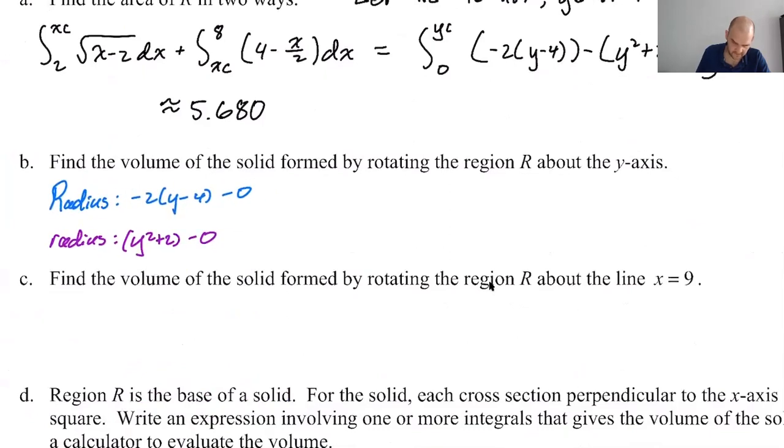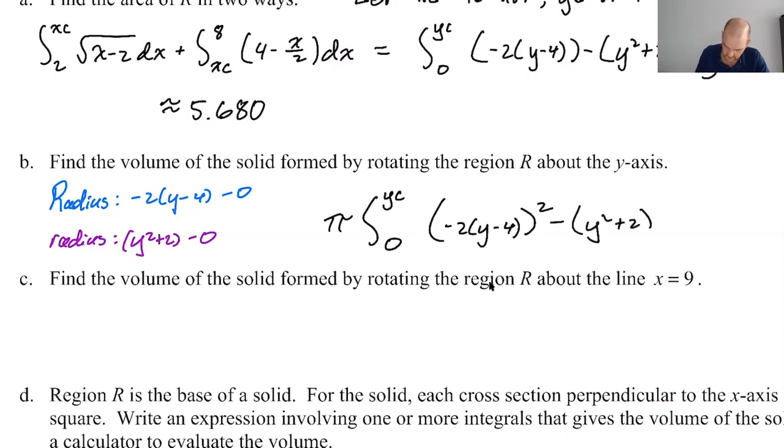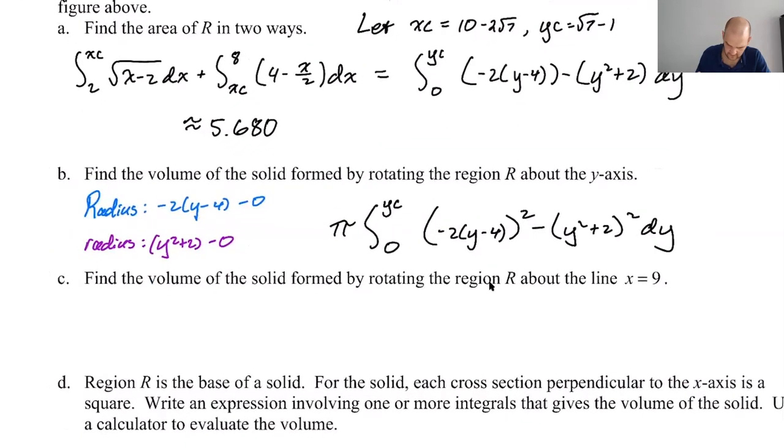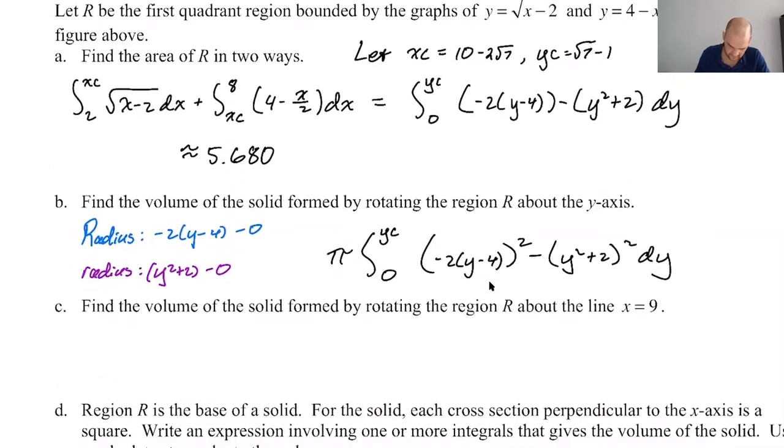Okay, so we're going to do pi, the integral from 0 to yc of big R squared, so -2 times the quantity y minus 4 squared, minus little r, which is y squared plus 2 squared, dy. All right, I'm going to use a calculator to get that in a little bit, but for now, I'm going to leave that. Find the volume of the solid formed by rotating R about x equals 9.